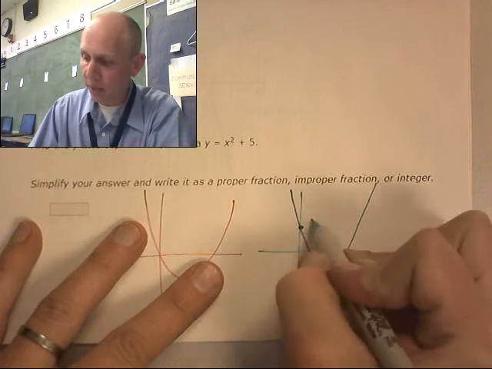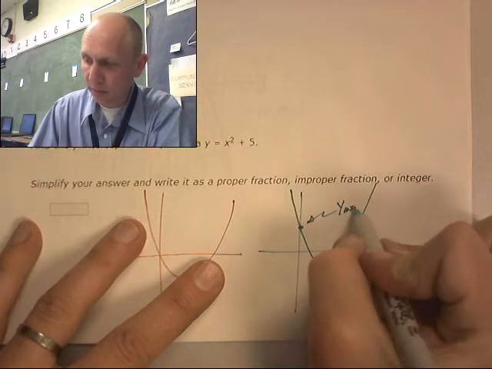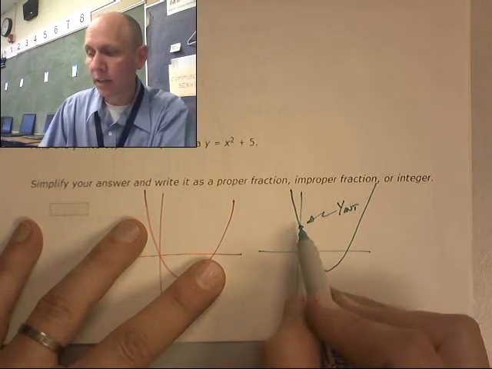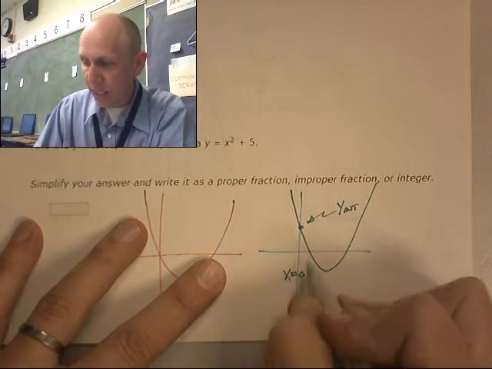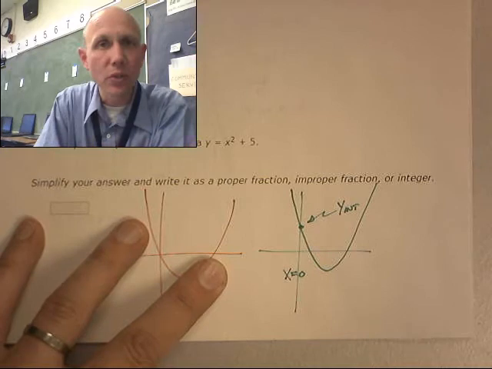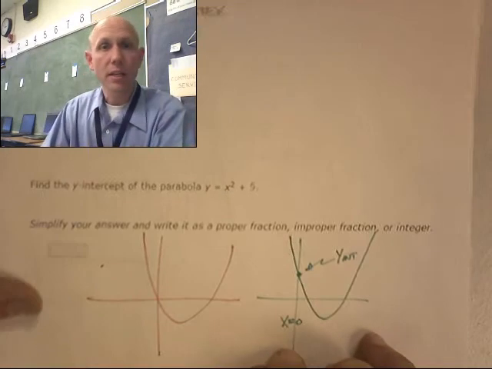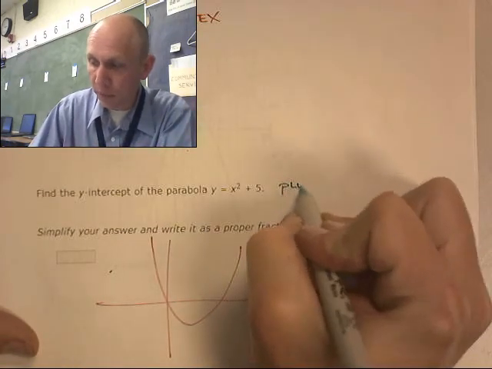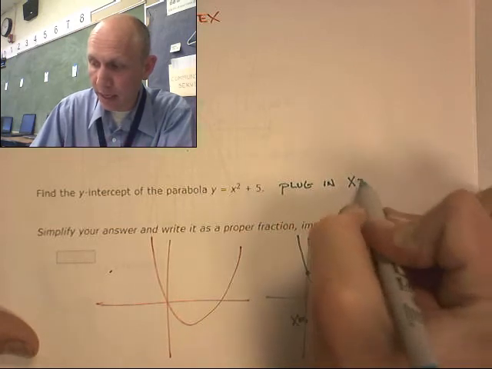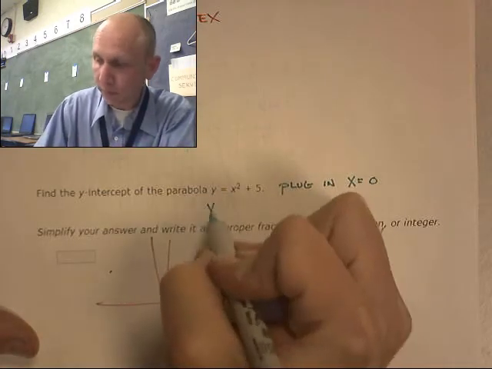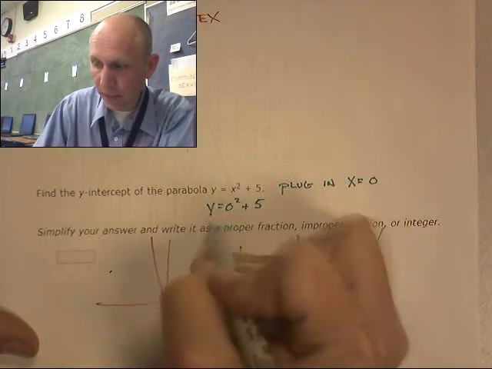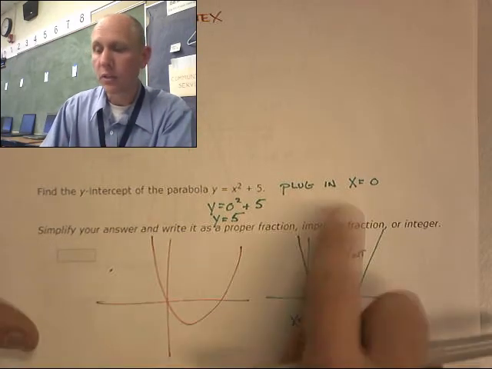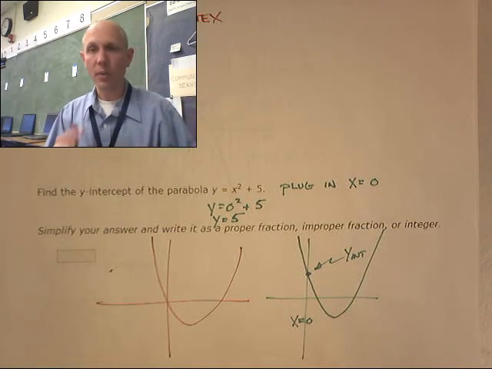I'm looking for a y-intercept. The y-intercept is right there. What is the value for x at the y-intercept? Well, x equals 0. When x equals 0, I get the y-intercept. If I want to find the y-intercept of this parabola, I need to plug in x equals 0. y equals 0 squared plus 5. y equals 5. The y-intercept is 5. To find the y-intercept, I plug in a 0. All right, that is it for that one.